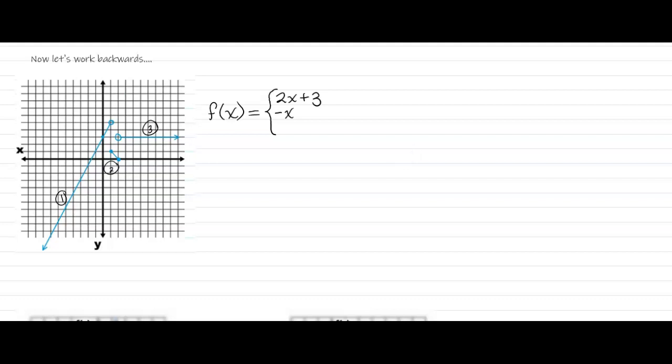Where would it cross the y-axis? Where would the y-intercept be? Imagine drawing this line further out. It would cross right here if I continue my slope at 2.